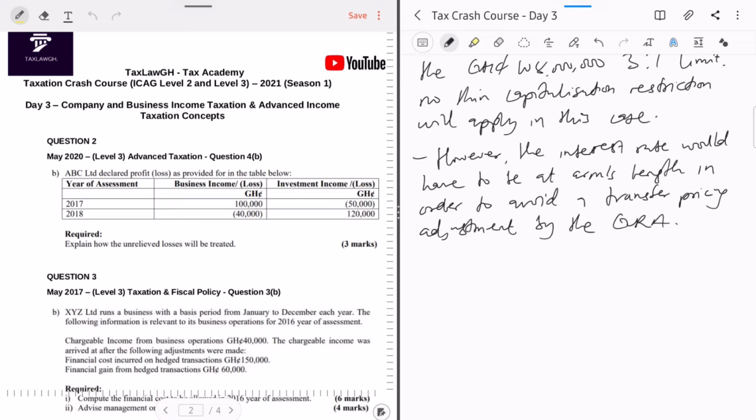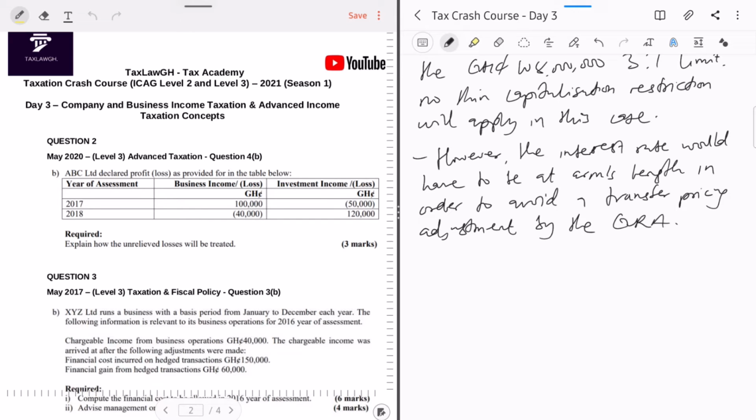Generally, a loss from a business may be deducted in calculating your income from an investment, but a loss from an investment cannot be deducted from what? Business income. I'll say that again. The general rule is that if you have an investment loss, you cannot deduct it from business income.